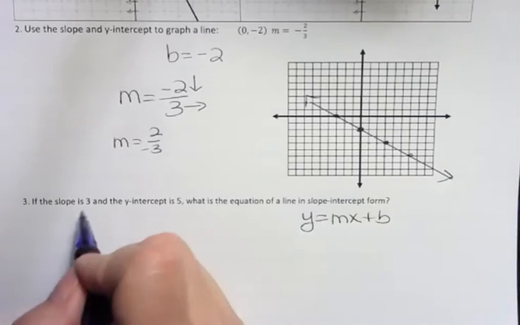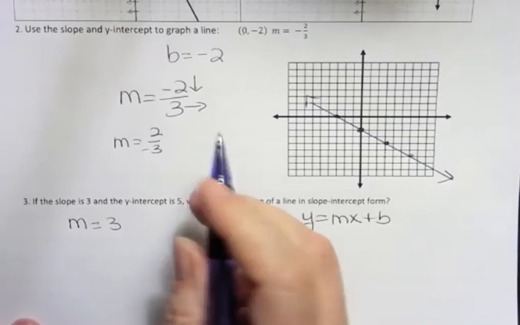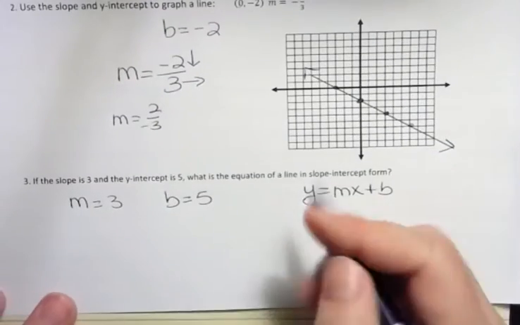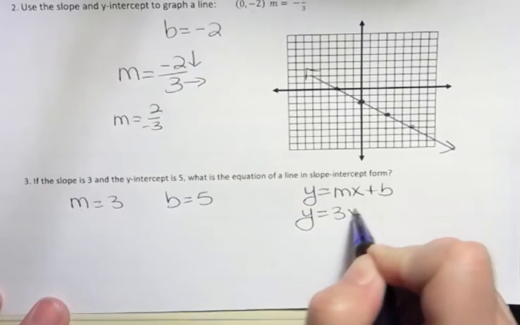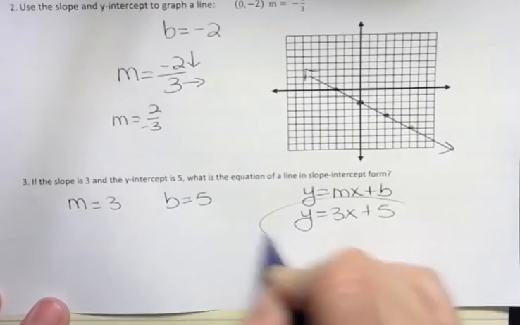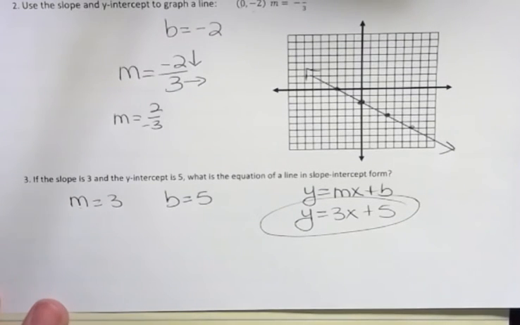The slope is 3. Slope is the m. The y-intercept is 5. The y-intercept is b. So I just go over to this equation and say m is 3 and b is 5. That would be the equation of the line. If I know the slope and the y-intercept, I just plug those two things in.